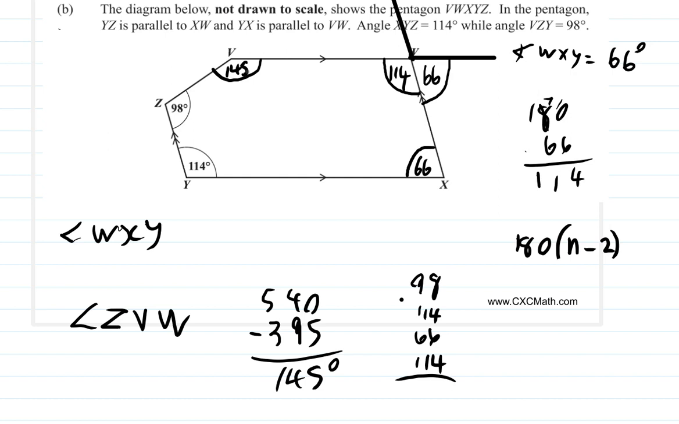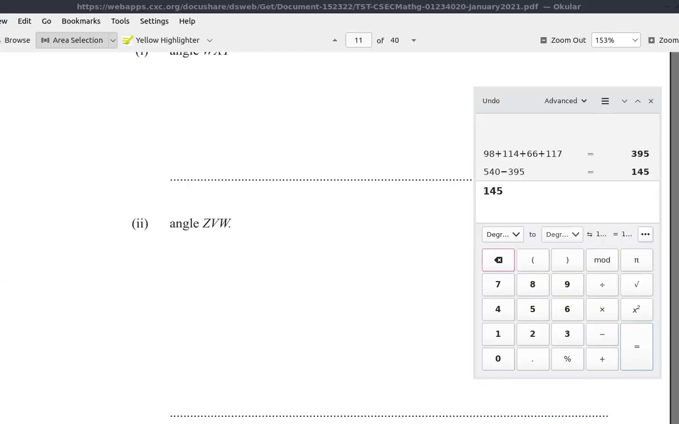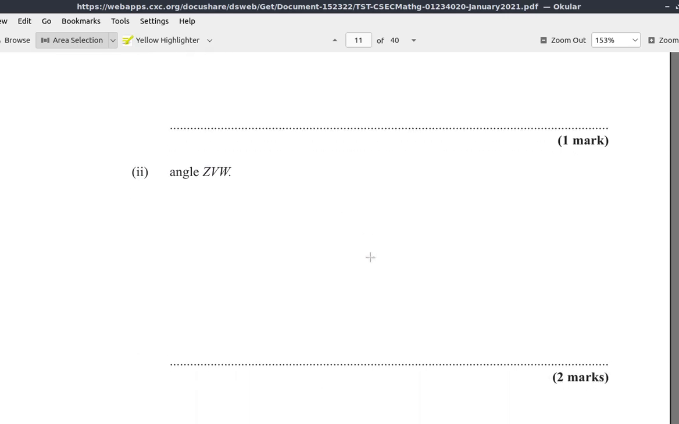Alright? So that's what you have there. So that is ZVW, 148 degrees. Now, what else is there?